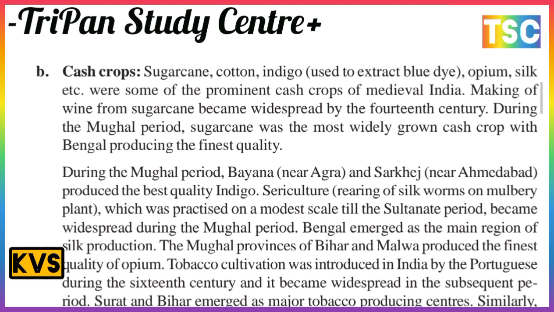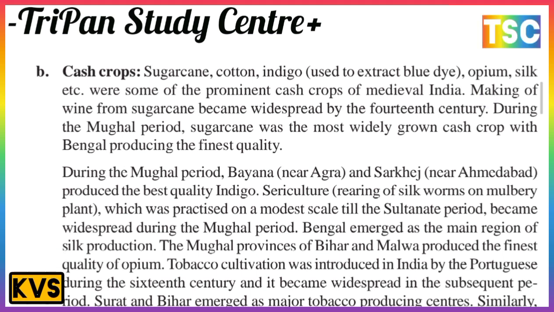The Mughal provinces of Bihar and Malwa produced the finest quality of opium. Tobacco cultivation was introduced in India by the Portuguese during the 16th century, and it became widespread in the subsequent period.